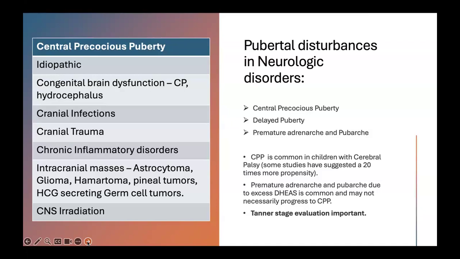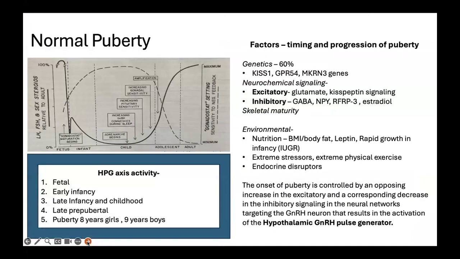This diagram is just to depict the normal hypothalamo-pituitary gonadal axis, which has these phases. It is essentially inactive during late infancy, childhood, and the late prepubertal age group. With the onset of puberty, the hypothalamic GnRH pulse generator is switched on due to an increase in excitatory and a simultaneous decrease in inhibitory signals in the neuronal connections around the hypothalamo-pituitary axis. This results in switching on of the GnRH pulse generator, secretion of LH-FSH, and subsequently gonadal sex hormones.